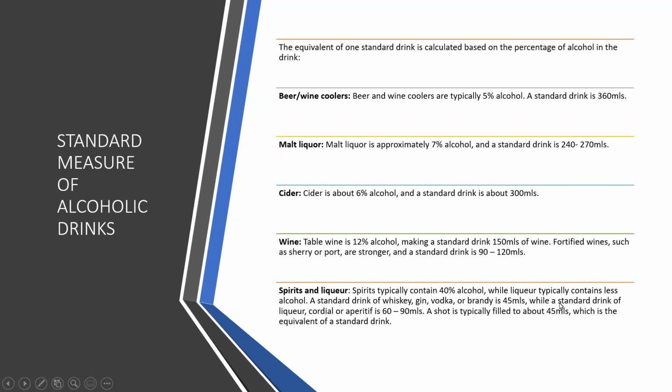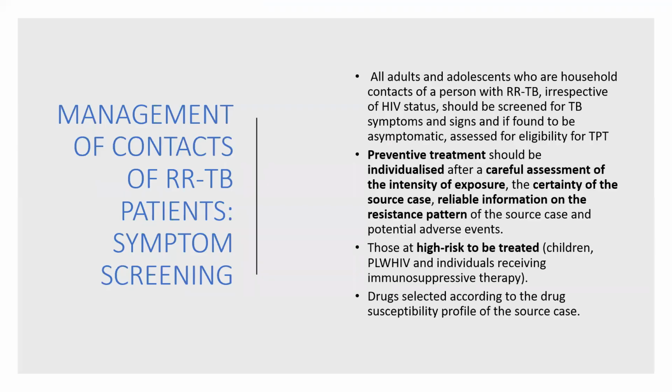That's two tots. While a standard drink of liqueur like a cordial or an aperitif is 60 to 90 mils. A shot is typically 45 mils, so 2 shots is the equivalent of a standard drink. If they are taking 2 or more shots a day, they could be considered as using alcohol excessively. This is how you measure alcohol drinks. Now, how do we manage contacts of rifampicin-resistant TB patients?